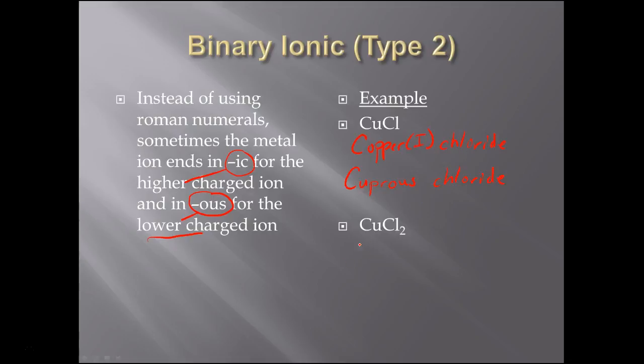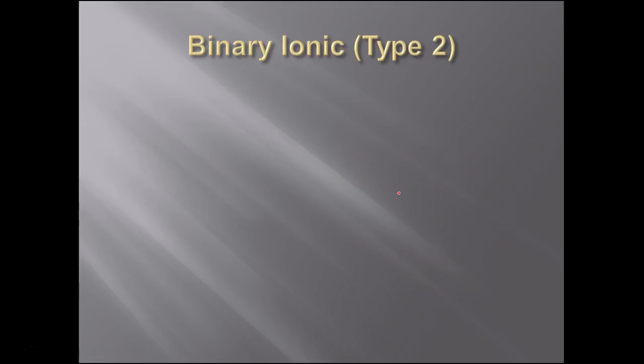If we were going to name this bottom one down here, it would be the higher charged form of copper, so it would be copper 2 chloride, or we would use the other one, cupric chloride, and that would let us know that we are dealing with the 2 plus version of copper and not the 1 plus version of copper.